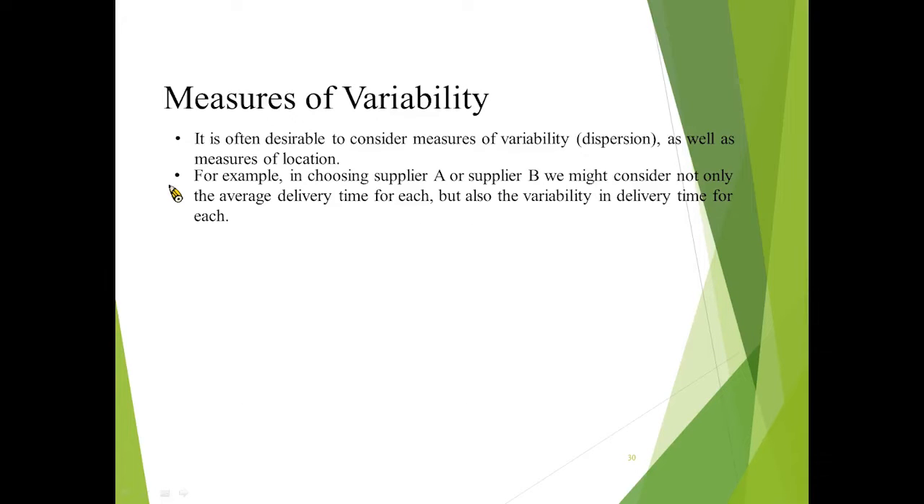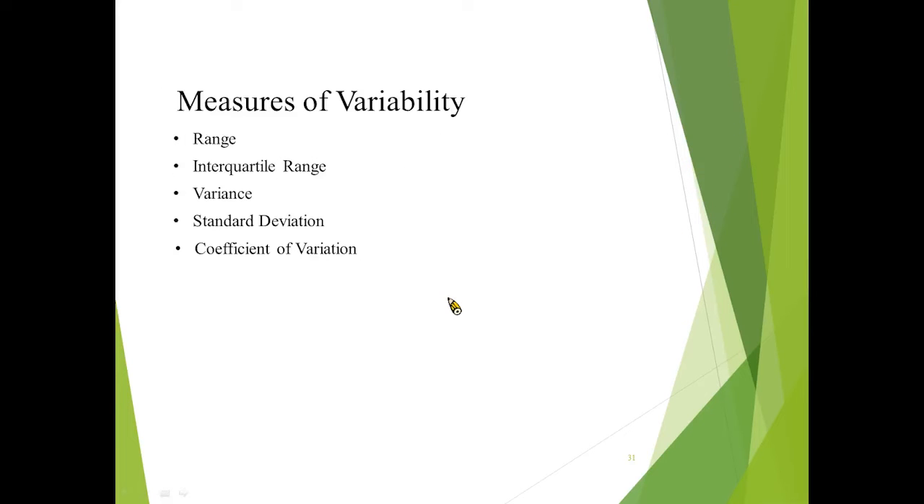Another one is measures of variability. It's often desirable to consider measures of variability as well as measures of location. For example, in choosing supplier A or supplier B, we might consider not only the average delivery time for each, but also the variability in delivery time for each. Measures of variability: range, interquartile range, variance, standard deviation, coefficient of variation.